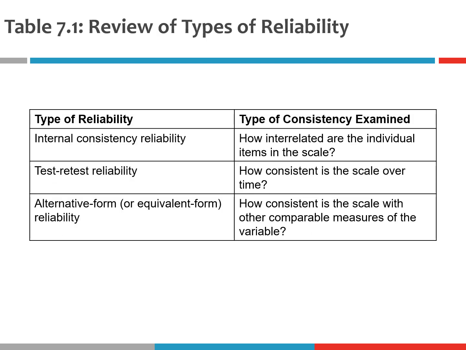Here's a review of the different types of reliability. Internal consistency is Cronbach's alpha. How interrelated are the individual items in the scale? Do they go together or not? Test-retest means, do you get the same score at 2 different time periods on that scale? And alternate forms is, how consistent is the scale with another, comparable measure of the variable? So this is 2 different forms of the test, and you hope that they go together.